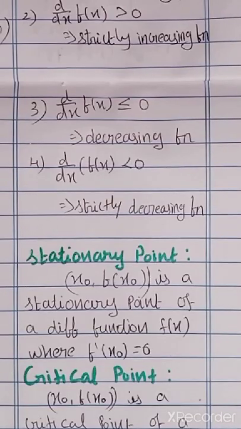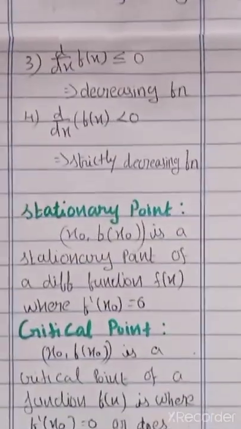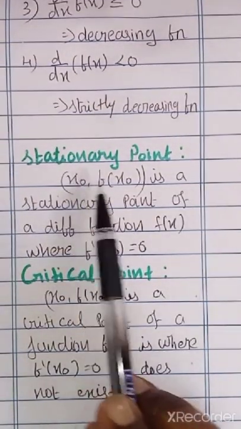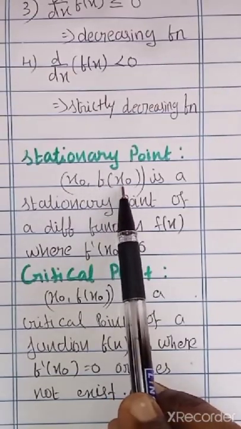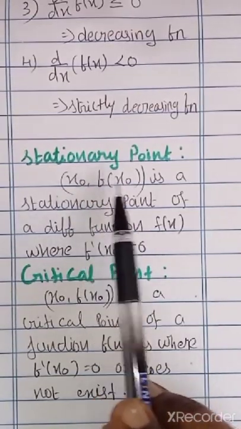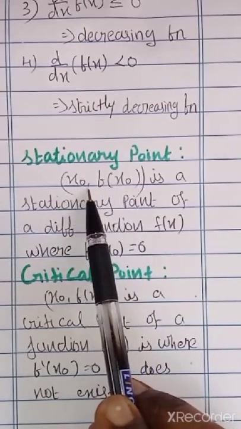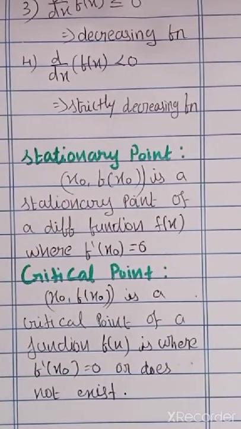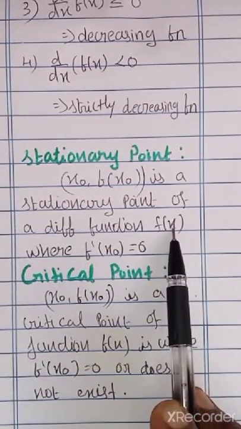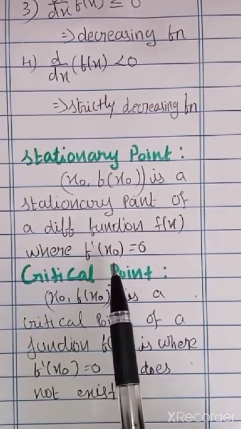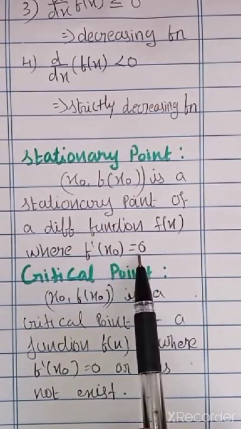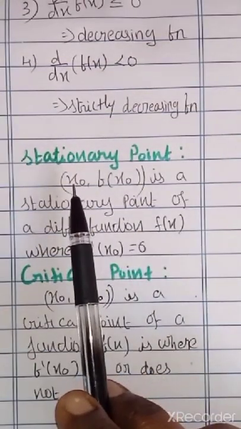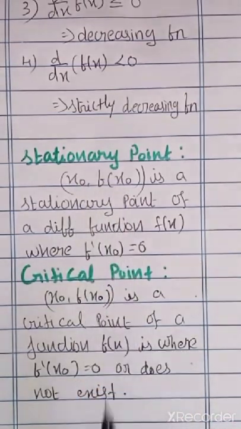Next, what we are going to see is a stationary point. So what is a stationary point? It is x naught comma f of x naught. f of x means the function, x naught is one point. So if we combine both, x naught comma f of x naught is a stationary point of the differentiable function f of x, where f dash of x naught equal to 0. So if f dash of x naught equal to 0, then there exists a stationary point, that is x naught comma f of x naught.